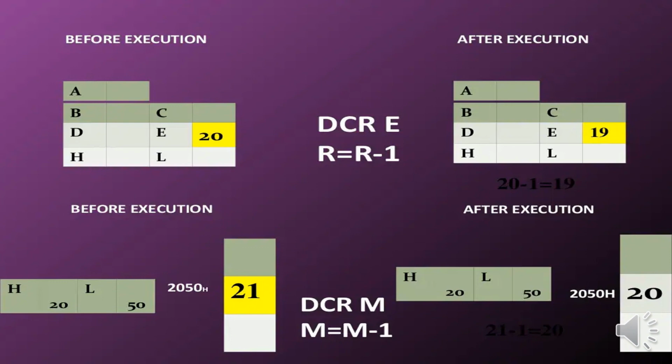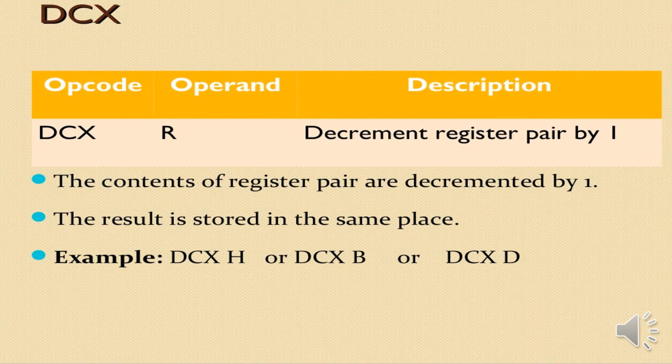With the memory content, DCR M, so M equals M minus 1. The memory content stored at 2050 is pointed to by the HL register pair. 21 minus 1 is 20. So in this way, we increment and decrement the register content by 1. If it is a 16-bit register pair, it is decremented by 1 with DCX R. So decrement register pair by 1. The content of the register pair is decremented by 1. The result is stored in the same place.